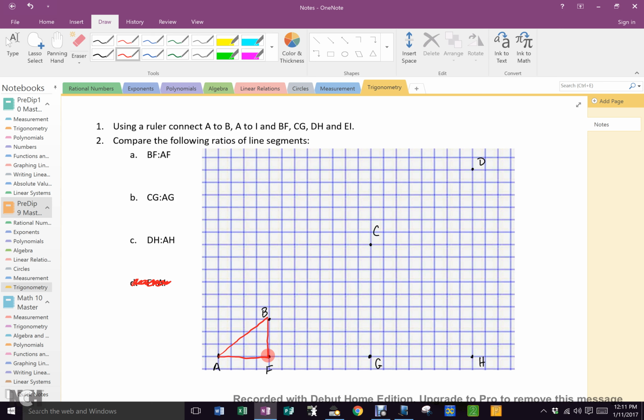All right. Now, I want you to compare the following ratios. Ratios mean we're comparing the two, yeah? So how far is it from B to F? 3. How far is it from A to F? 4. 3 to 4, yes? What's another way I can write that ratio?